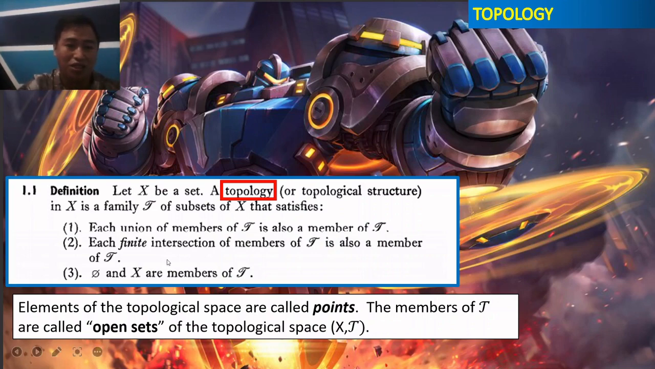Number 1, each union of members of tau is also a member of tau. Number 2, each finite intersection of members of tau is also a member of tau. Number 3, the empty set and X are members of tau. The elements of the topological space are called points, and the members of tau are called open sets of the topological space (X, tau). So all members of tau are open sets. Therefore, the union of members of tau, the finite intersection of members of tau, and the empty set and X are also open sets.